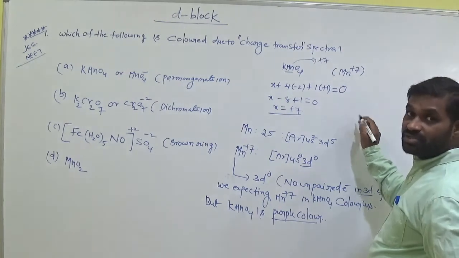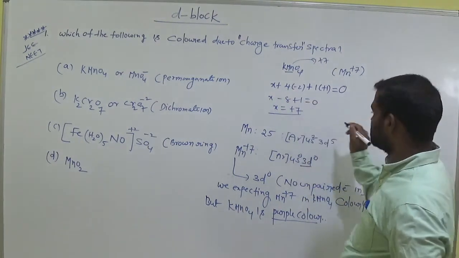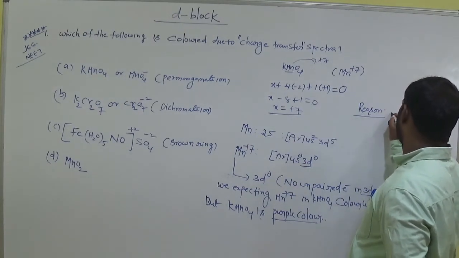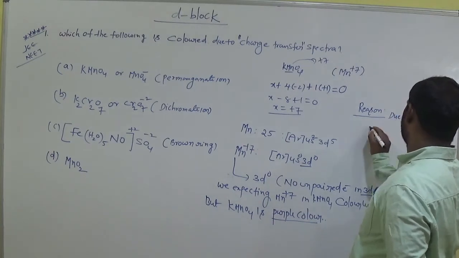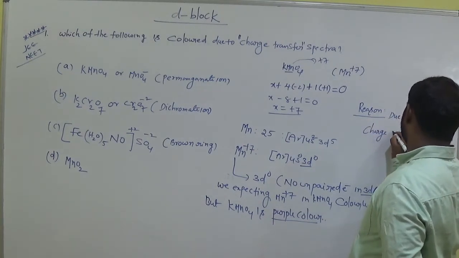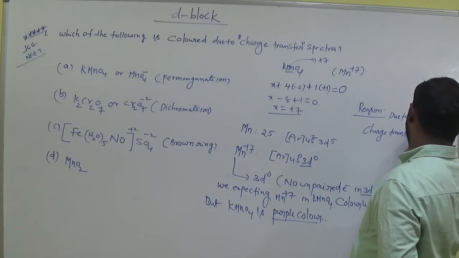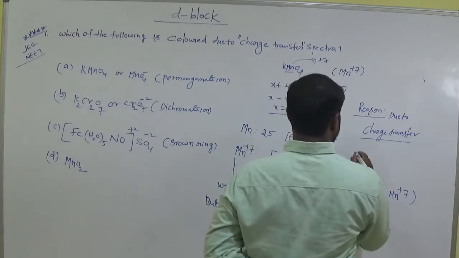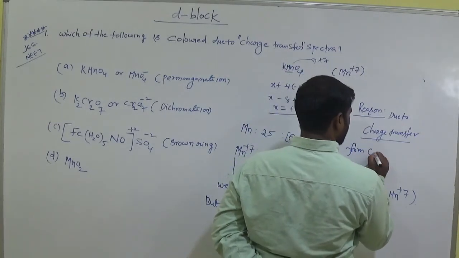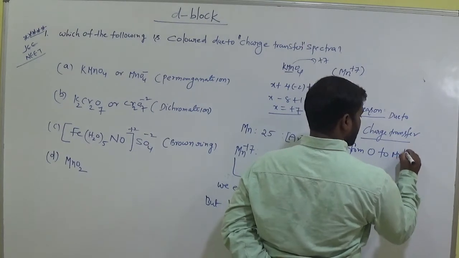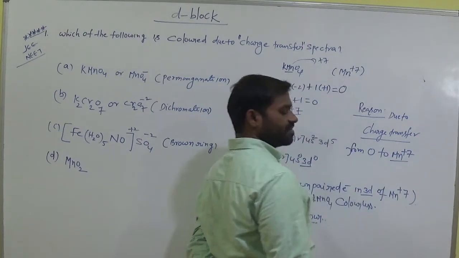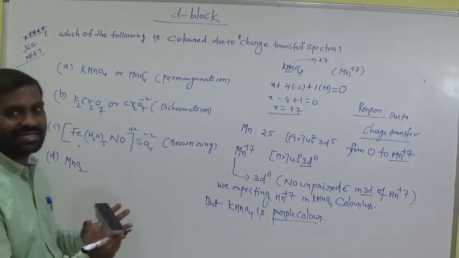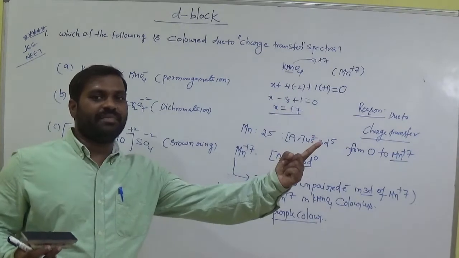So what is the reason? Due to charge transfer. Already we discussed this. So the reason is charge transfer, or charge transfer spectra, from oxygen to Mn plus 7. Okay, already discussed. So why does it show color? Due to the charge transfer, one electron from oxygen moves towards Mn plus 7.